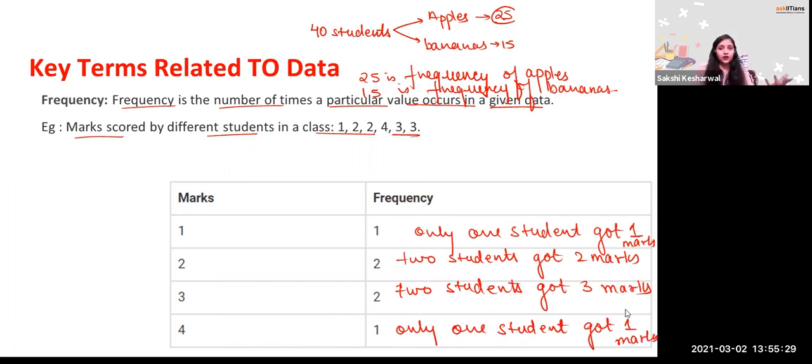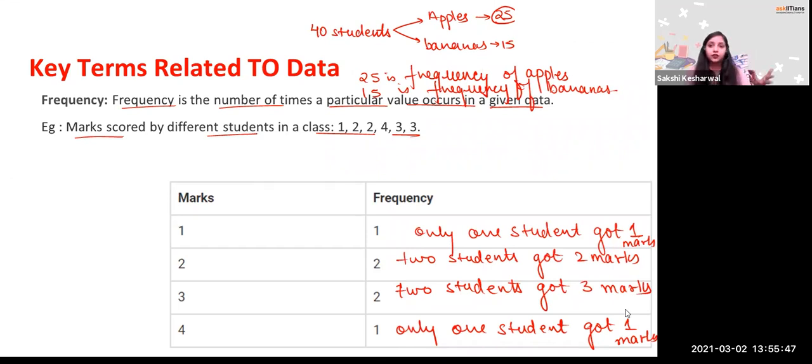Let us suppose I ask how many chocolates you have eaten. You say, let us suppose, I ate 5 chocolates. Or I ask how many chocolates you eat in a day, and you say, ma'am, I eat 2 eclairs, 3 Parks and 4 Cadburys. So what is the frequency of the eclairs? It's 2.